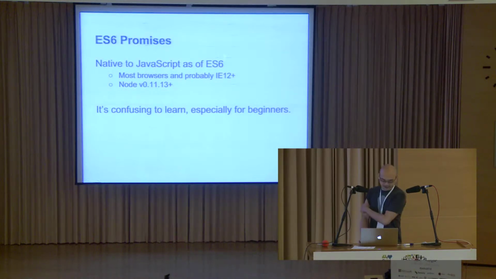So what are Promises? Basically, you abstract an asynchronous call into an object, and you pass the object around. The great thing about Promises is that they're native to JavaScript. Most browsers after IE12, which is always last, are going to have Promises natively. And Node has Promises in the latest unstable version. So right now, to use Promises, you have to use the unstable version of Node, and we're waiting for Node version 0.12 to have Promises.